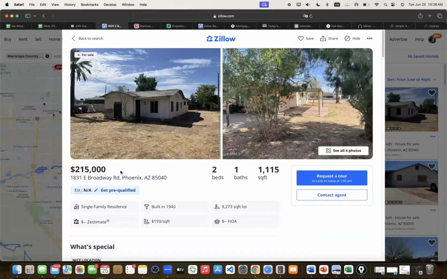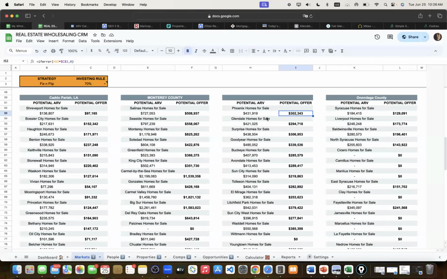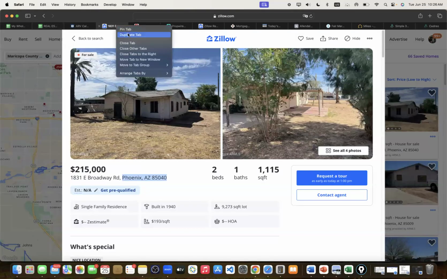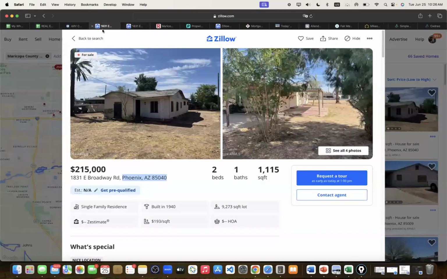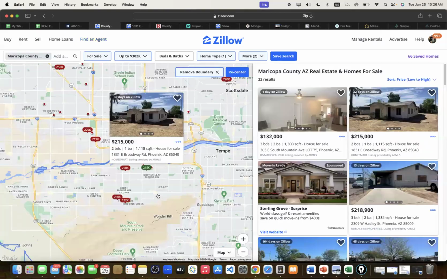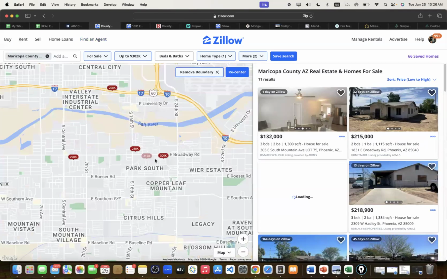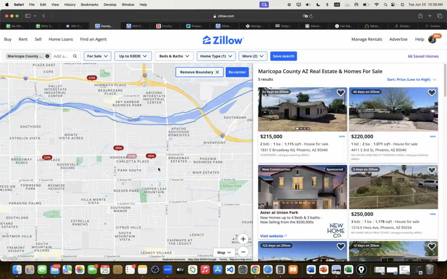And are we in Phoenix? So we are in the city of Phoenix. Going back to our CRM of potential ARV, the first thing I've got to ask myself is, this property is selling for $215,000. Can it sell for $431,000? That's what I've got to look for comps. So I'm going to duplicate the tab, go back to the search area, and zoom in specifically where my property is.